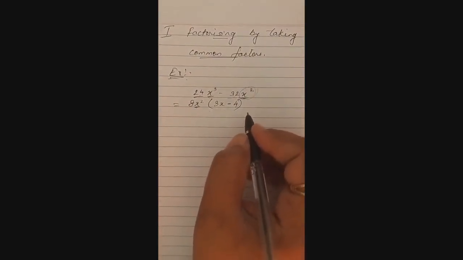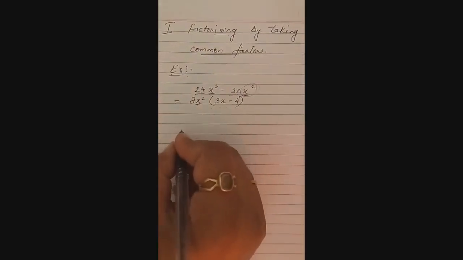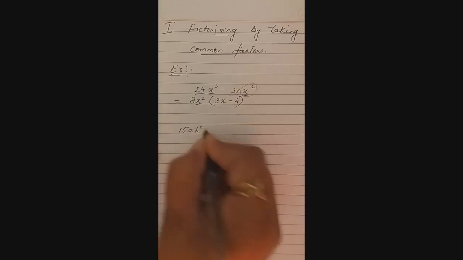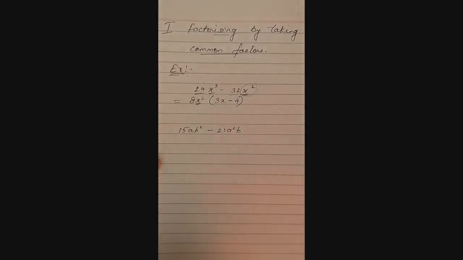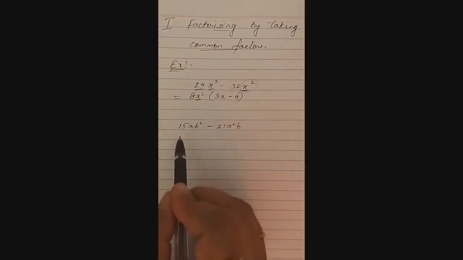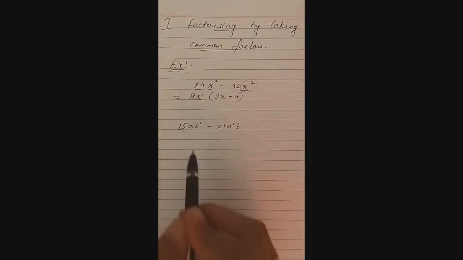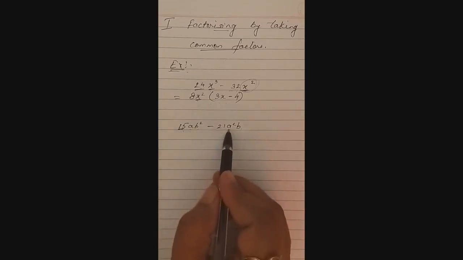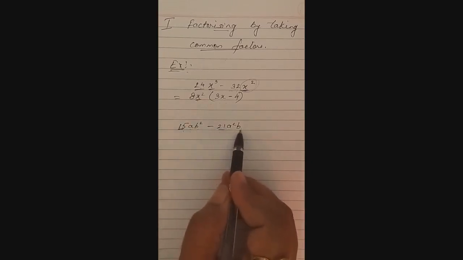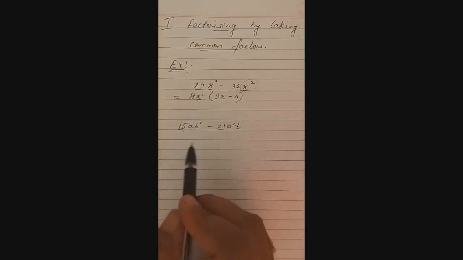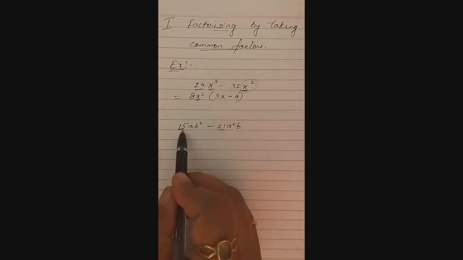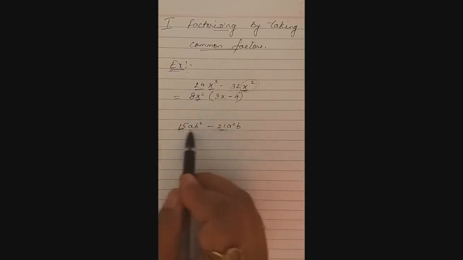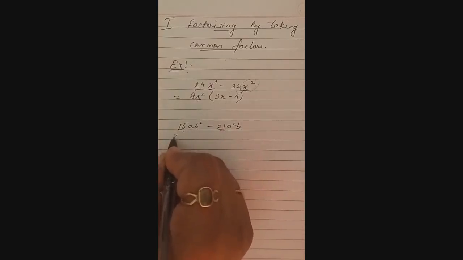Okay, let's take another example. Suppose I have to factorize 15ab square minus 21a square b. Now if you observe, we have 2 terms. One is numerical coefficient and 2 variables, right? Here also one numerical and 2 variables. Now as I told you, first we will see what is common in the numerical coefficient. This is 15 and this is 21. What is common here? I think 3. So we will write 3 here.